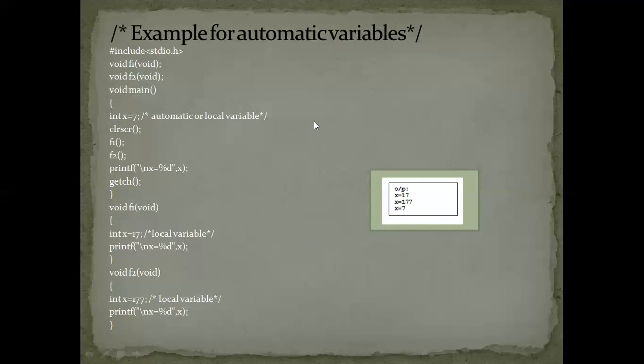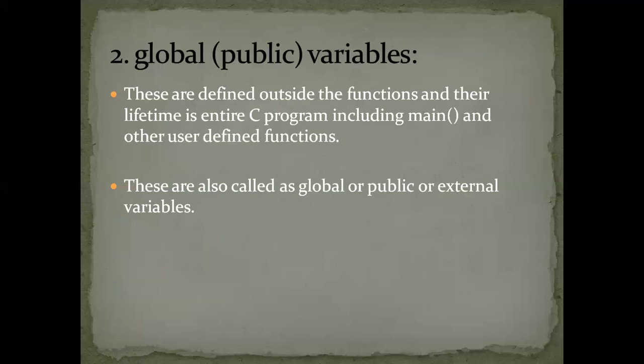So from this program we got to know that whenever I declare or initialize a variable in a particular function, its lifetime will be local to the function in which it has been defined. Understood? Okay. The second classification is the global variable, which we can also call a public variable.